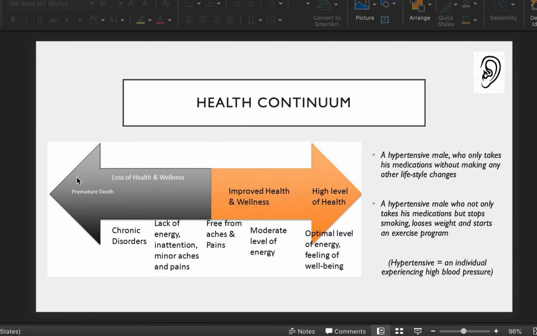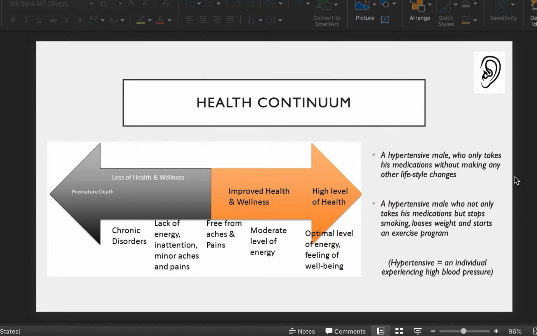So this health continuum, let's look at 2 different examples here, and both these examples use the word hypertensive, which is somebody who has high blood pressure. That means their heart is having to work very hard to supply oxygen to the rest of their body. So, a hypertensive male, and it's important that we said male because males and females have different life expectancies, who only takes his medication without making any other lifestyle changes. So we're talking about someone here, we make some judgments and assumptions that this person probably doesn't exercise a lot because they have high blood pressure.